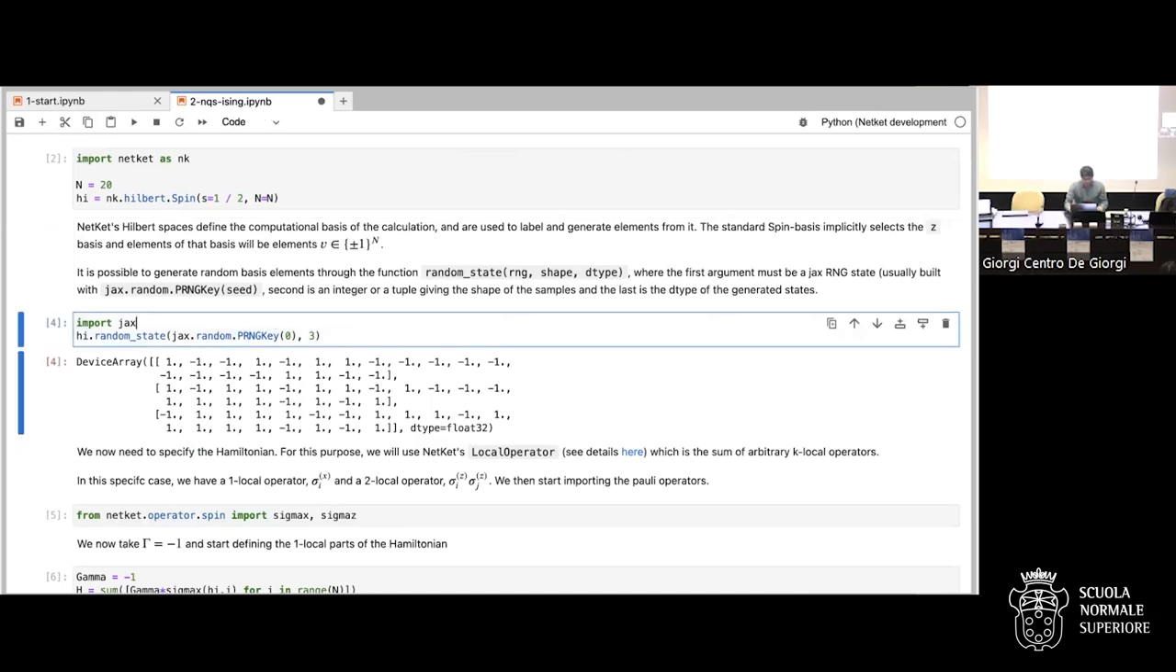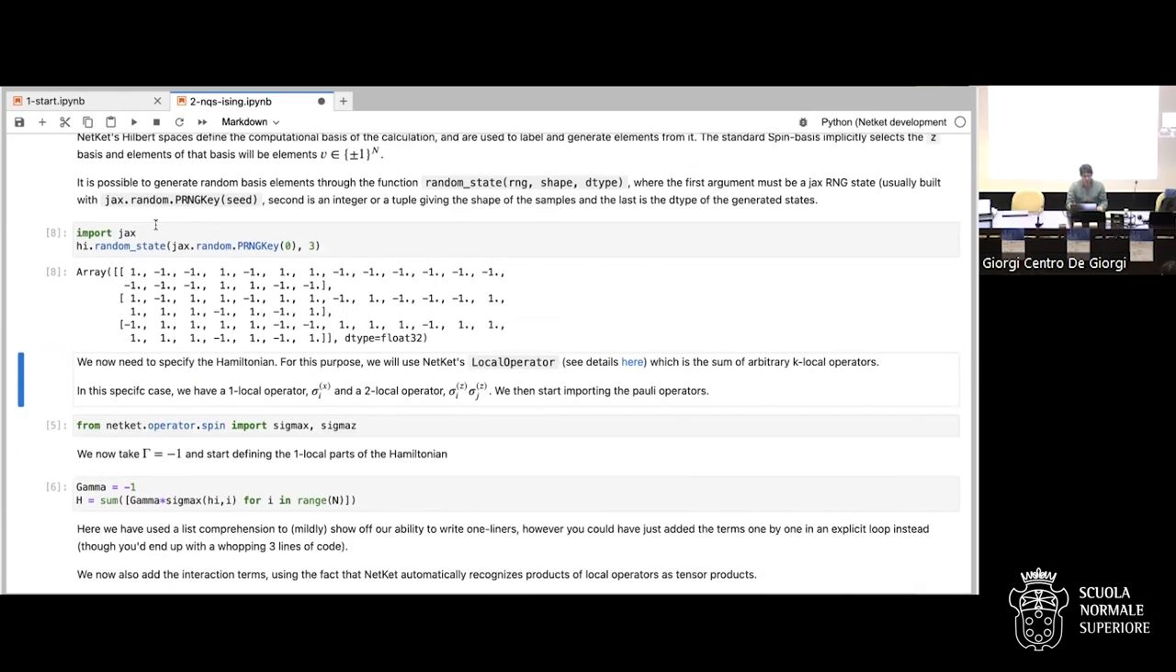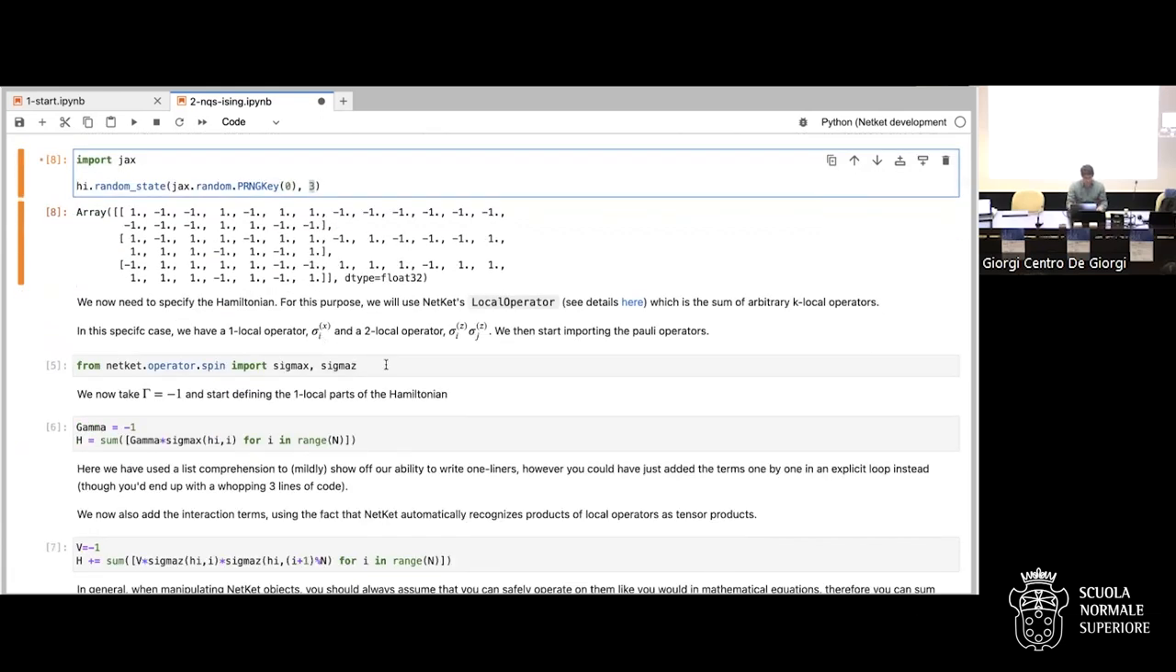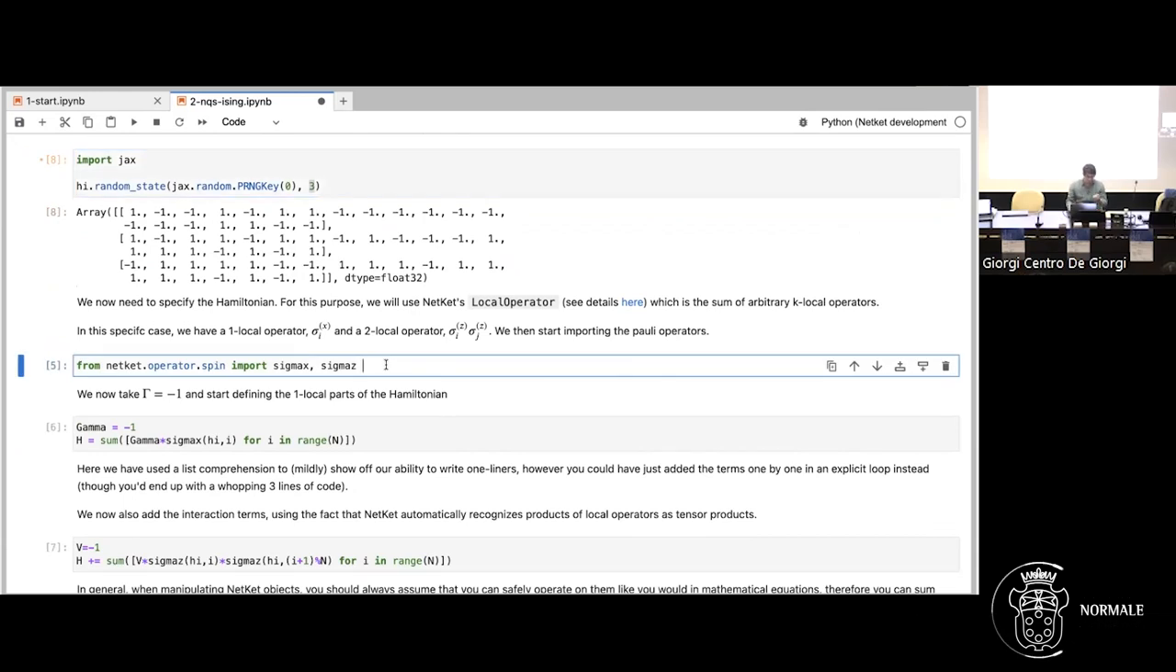Okay, so this is not particularly interesting, but you can also always generate random elements from this basis, uniformly. I'm using JAX, so I think you should use JAX as well, but I don't want to talk about JAX. But essentially, PRNG key just means the state of my random number generator: you construct a new random number generator with this seed, zero in this case, and I'm asking to generate three random states.